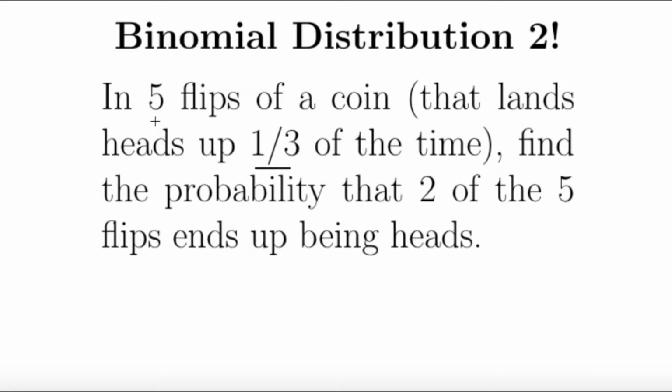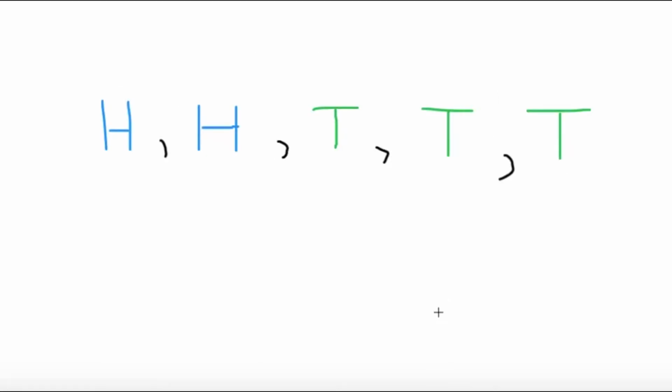Now, we have 5 flips instead of 6, and we still have 2 heads. So we will still expect 2 heads and then 5 minus 2, which is 3 tails. Alright, so the first step remains the same. We want to find the number of ways to arrange heads and tails. So we have 2 heads and then 3 tails.